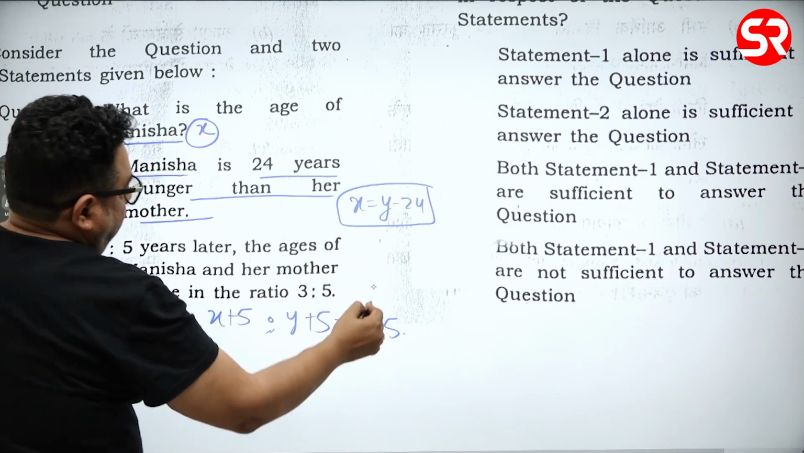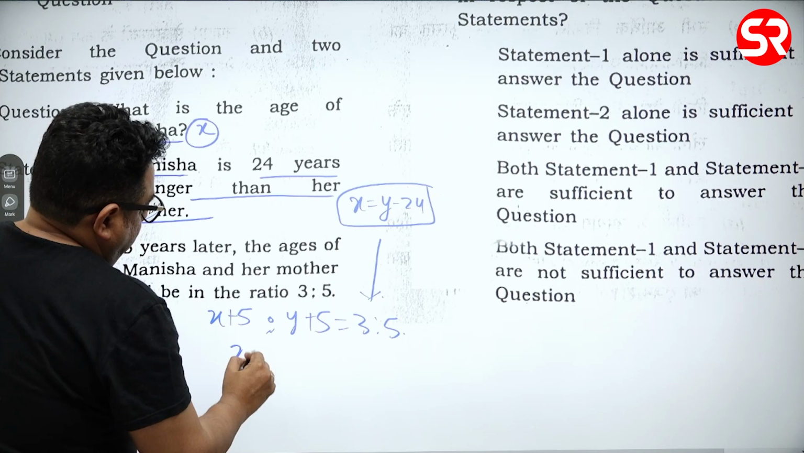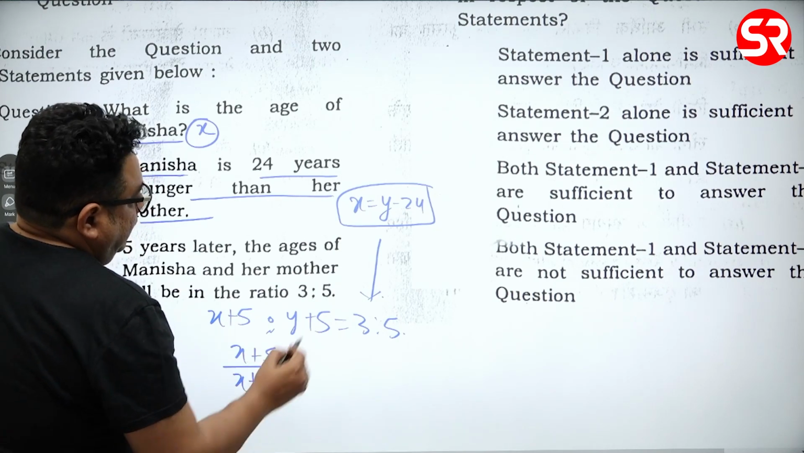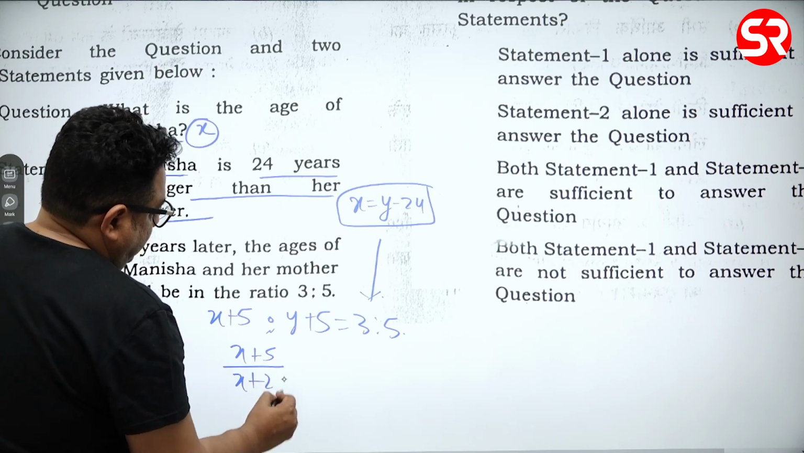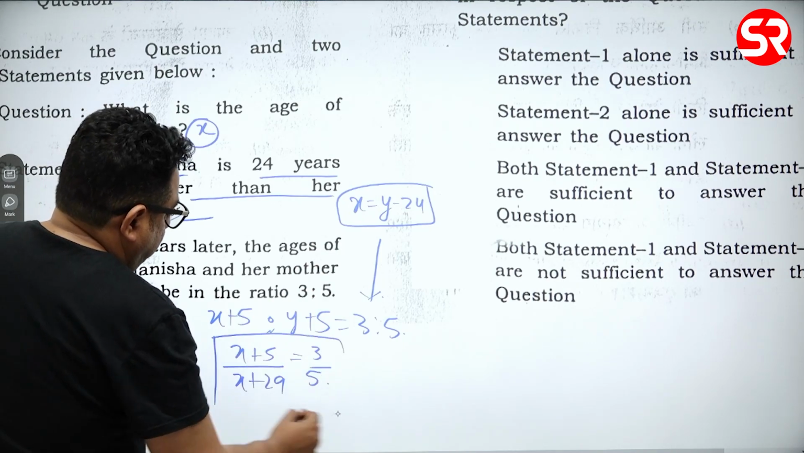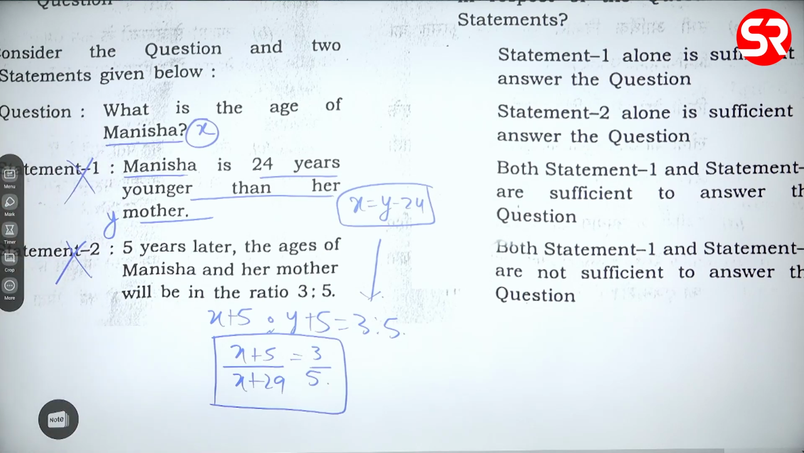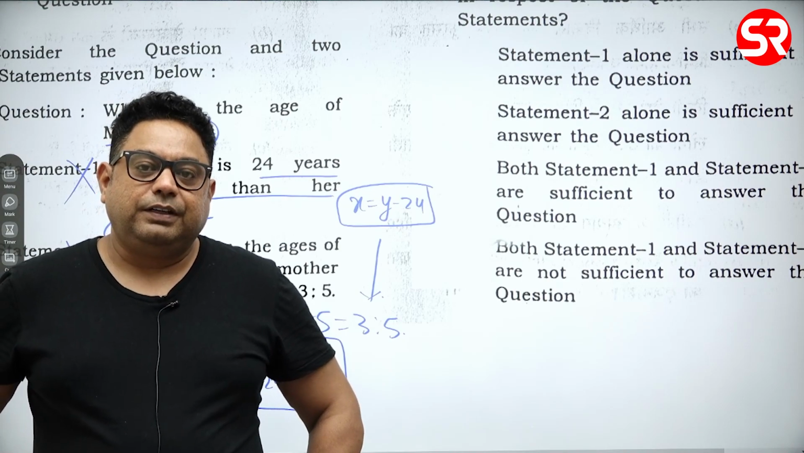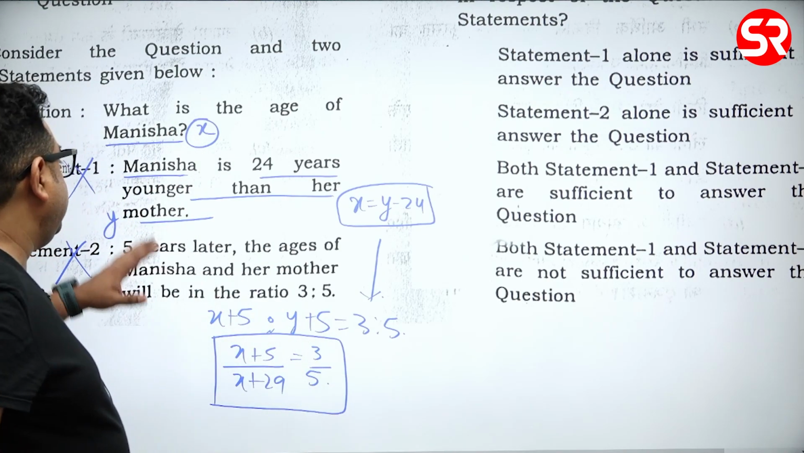So let's see if I mix them, (X plus 5)/Y comes out to be (X plus 24 plus 5), that is 29, equal to 3/5. Definitely you would get your answer for X. 5X plus 25 is equal to 3X plus 29 into 3. You would get the value of X. Yes, you would get the answer. So when mixing together, you are getting the answer.